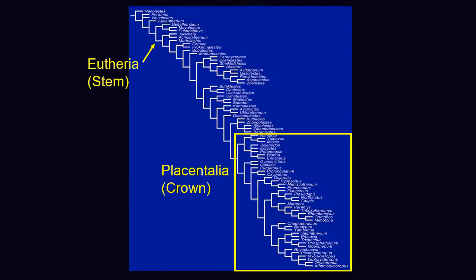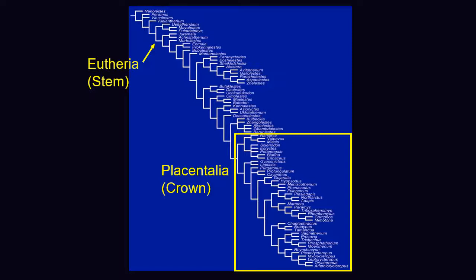If we look at this in an example here using this tree, and this is actually a tree my PhD advisor made for one of his publications. So, some terms here. Eutheria is a stem-based group. Eutheria includes a bunch of extinct fossils, whereas Placentalia, the placental mammals that are alive today, that's a crown group. So Placentalia is a crown group, including the living placental mammals.